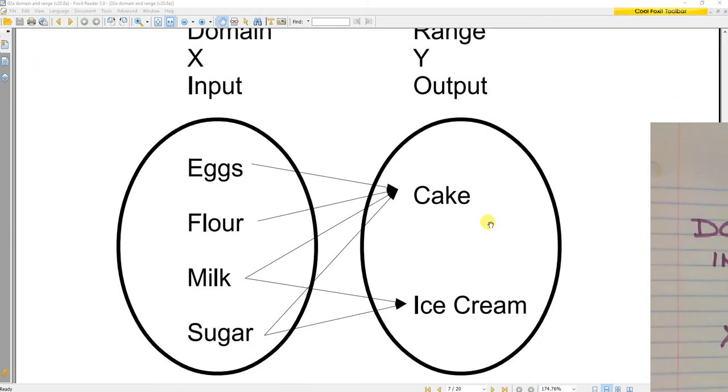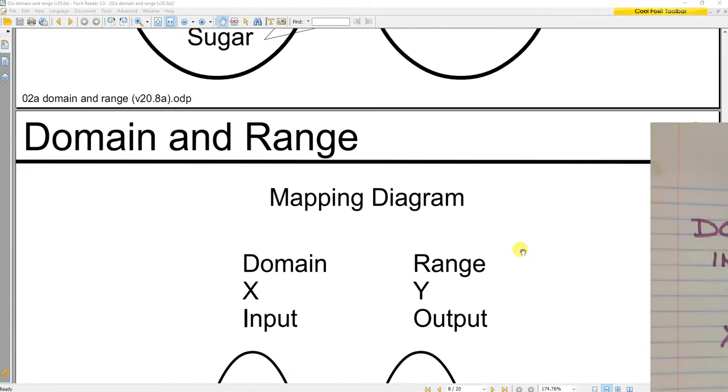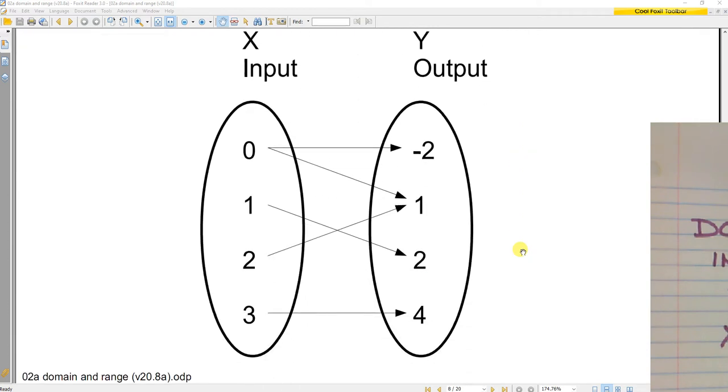And we can do this with a mapping diagram. I don't need you to write down this one. Remember, if I write, you write. But what goes in, we put in eggs, flour, milk, and sugar. What comes out, cake or ice cream. So things go in, things come out. This is what a mapping diagram would look like with numbers.